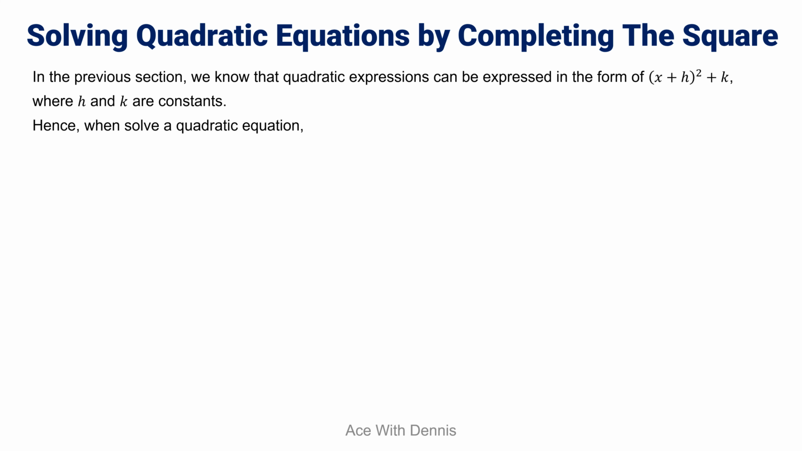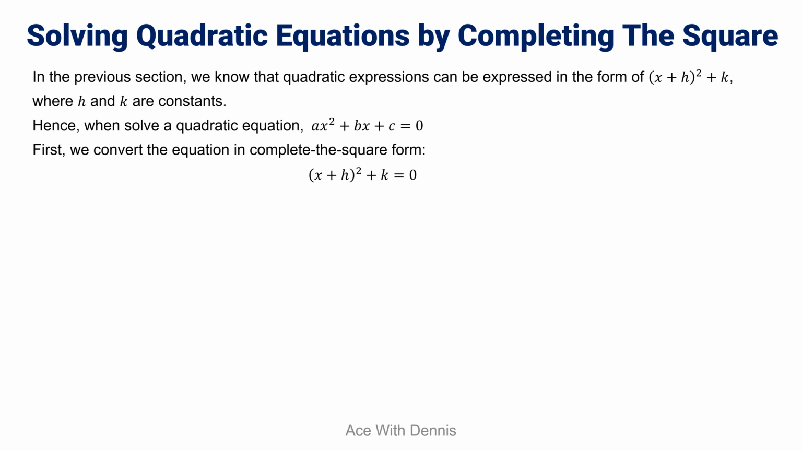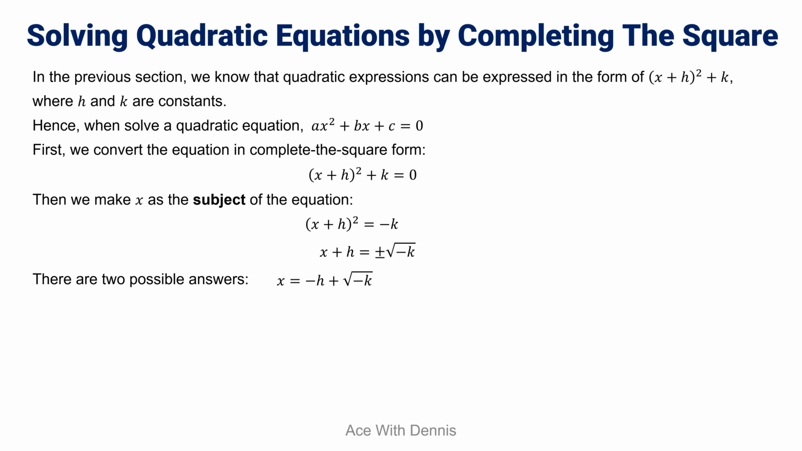Hence, when we solve a quadratic equation, ax squared plus bx plus c equal to 0, first we convert the equation into completing the square form, which becomes x plus h squared plus k equal to 0. Then we make x the subject of the equation, so x plus h squared equals negative k. So x plus h equals plus minus square root of negative k. There are two possible answers, which is the first one is x equals negative h plus square root of negative k, or x equals negative h minus square root of negative k.